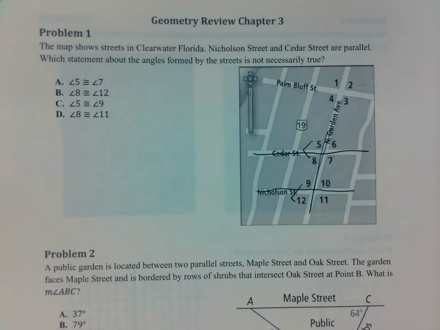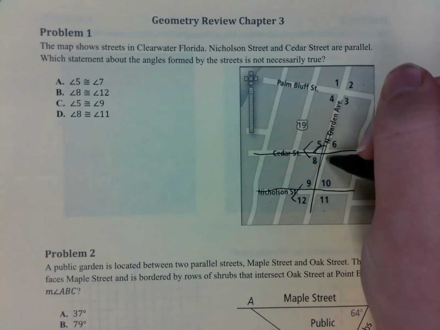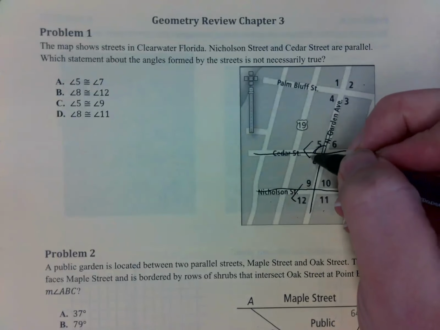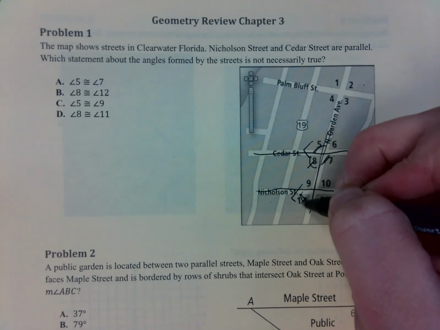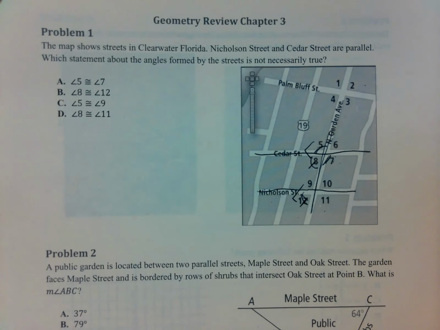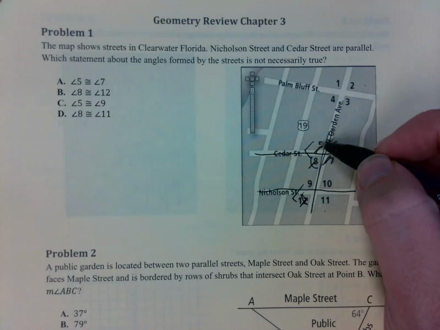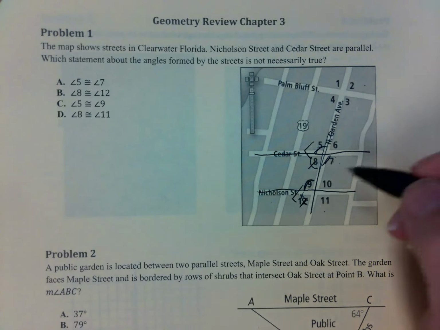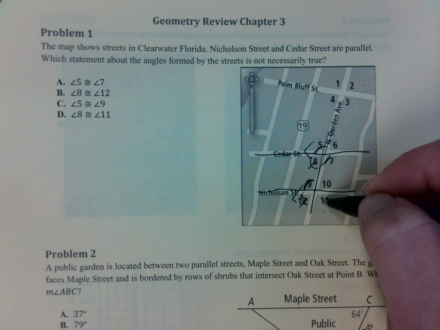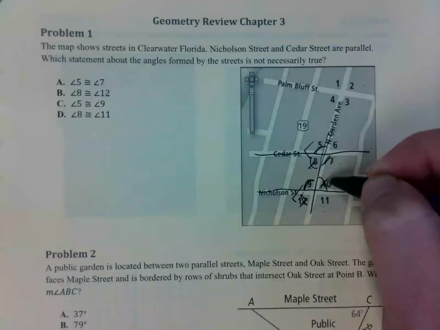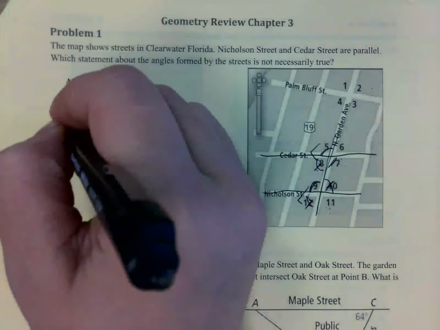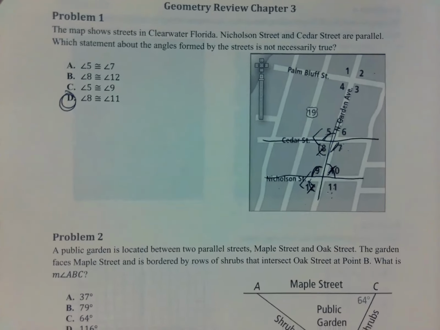vertical. So that still makes them congruent. Even though I'm not using the other angle, that's still true that they are congruent. 8 and 12, so here's 8, here's 12. Those are corresponding angles, so those are congruent. 5 and 9, those are corresponding angles. Those are congruent. And last but not least, 8 and 11, that has no similarities. 8 and 10 would be the same because those are alternate interior, but 8 and 11 are not congruent. So D would be the answer for that one.